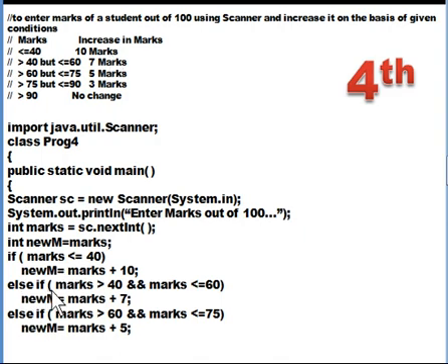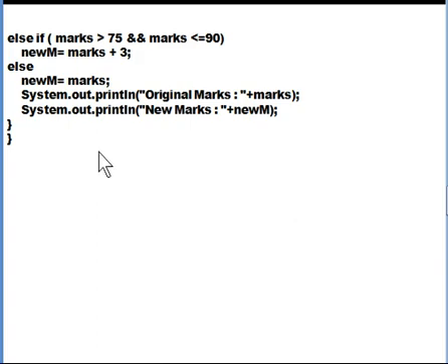Now if otherwise marks are greater than 40, less than equal to 60, then new m will be equal to original marks plus 7. Otherwise, if the marks are greater than 60 and the marks are less than equal to 75, then we are going to make changes in new m. New m will be original marks plus 5. There's one more thing. If the marks are greater than 75 and the marks are less than equal to 90, then new m will be equal to original marks plus 3. So this is what the condition said in the question. So accordingly, I have framed these conditional statements.